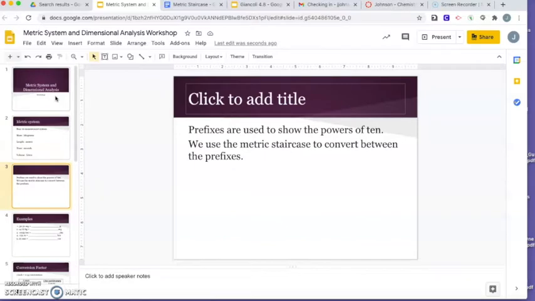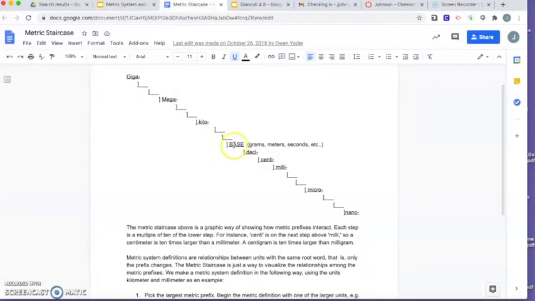We use prefixes to show powers of 10, and we use the metric staircase to convert between these prefixes. Now, the metric staircase looks like this. You have your base units, and then down the staircase, which is smaller, so decimeter, centimeter, millimeter, etc. And you got micro, you got nano. And then from base, you go up to kilo, then mega, then giga. We're really going to concern ourselves from kilo down to milli, but micro and nano will come up.